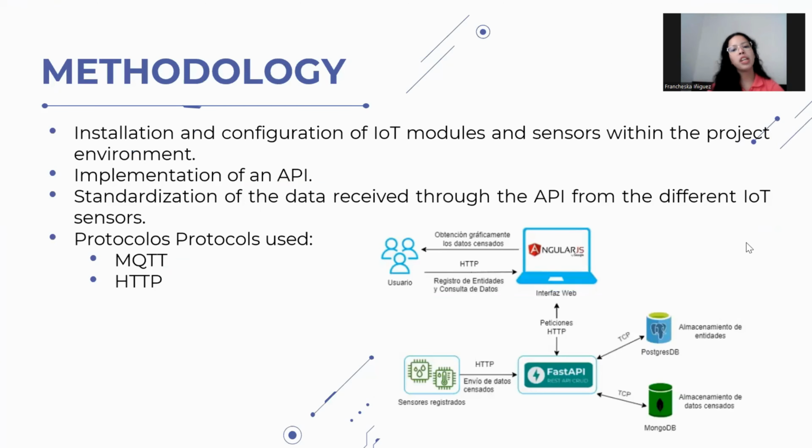The methodology involves phases to standardize and unify IoT modules and sensors. Initially, the modules are set up in the project environment to collect variable data. The data is transmitted using the MQTT protocol. Then an API is created to standardize data from various IoT sensors.